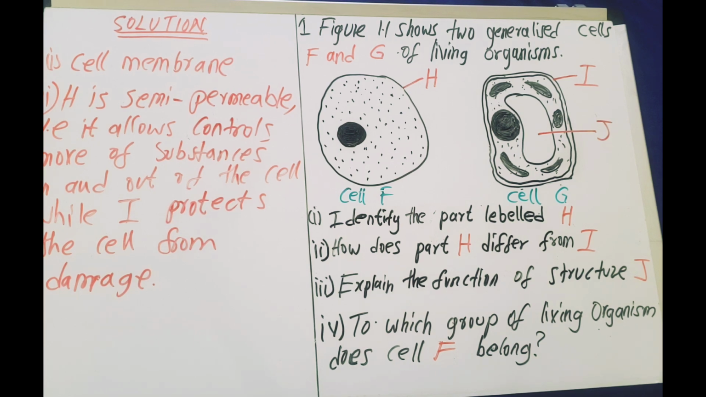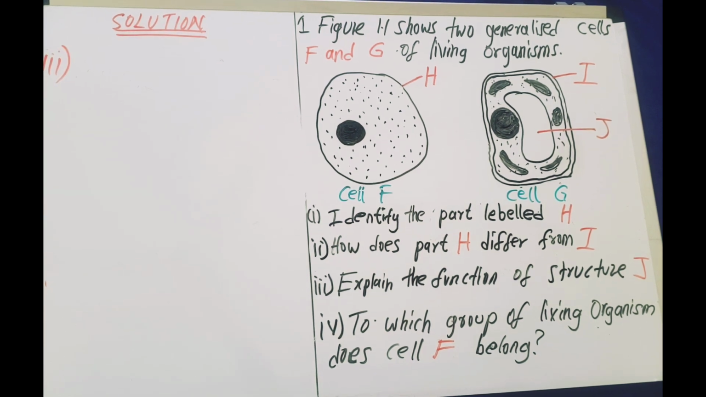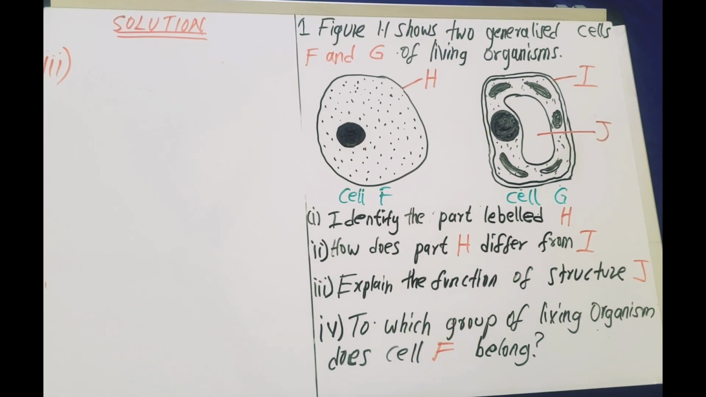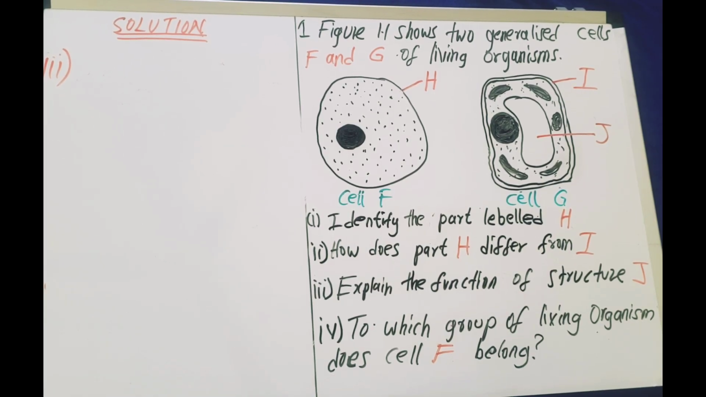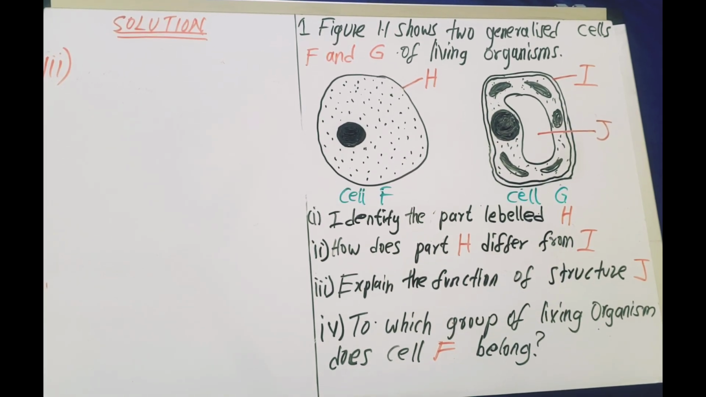Now let's look at the next question. Question 3 reads, explain the function of structure J. So they want us to explain the function of structure J. Well, you can't explain the function of structure J if you don't know structure J. So like I said, structure J is the vacuole, okay? But what's the function of J? So its main function is to store nutrients and waste products, okay?